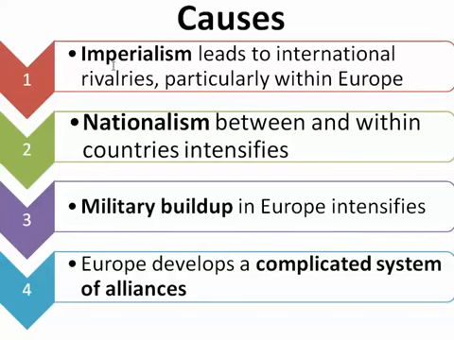And the United States entered this imperialism contest in 1900. We went overseas to Guam and the Philippines and Puerto Rico. You know, we just went over that in one of the last videos. Nationalism between and within countries is going to intensify. And then there's going to be a military buildup in Europe. It's going to intensify, partly to protect imperialistic properties and colonies. Alright, and then these countries in Europe are going to create this complicated system of alliances.